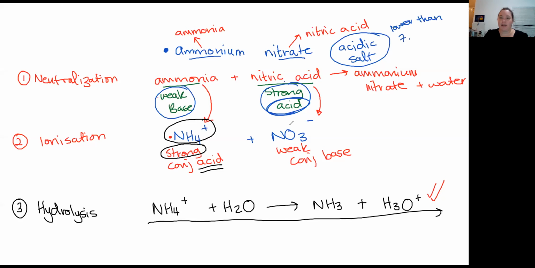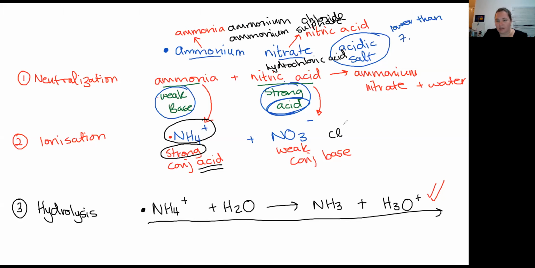So, and last important thing before I move on here, this exact equation, exactly as it's written here, applies whether we're dealing with ammonium nitrate, ammonium chloride, or ammonium sulfate. If you think about it logically, if we'd had ammonium chloride, it would still have been ammonia, but this would have been hydrochloric acid, which is still a strong acid, which still would have produced a weak conjugate base. It would have been Cl minus.